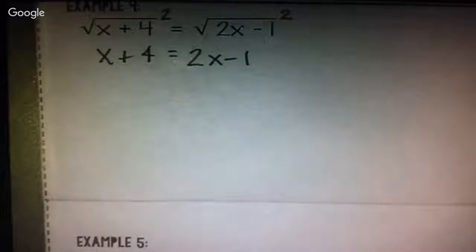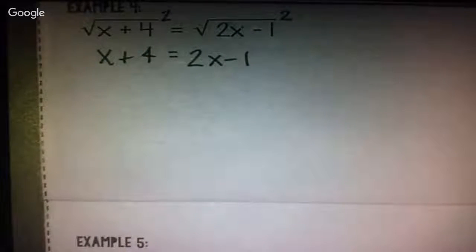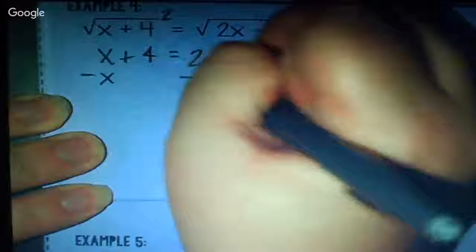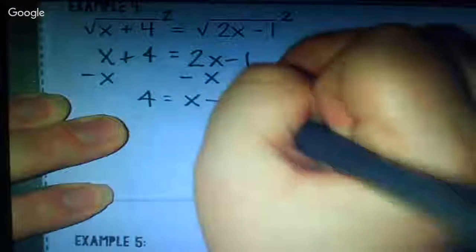You just take away the square roots. If they're both the square root of something, that means what's underneath them should be equal to each other. Okay? So now we solve for x. What do you want to move? The 4. Subtract the x. Jeremiah said subtract the x. So we've got 4 equals x minus 1.